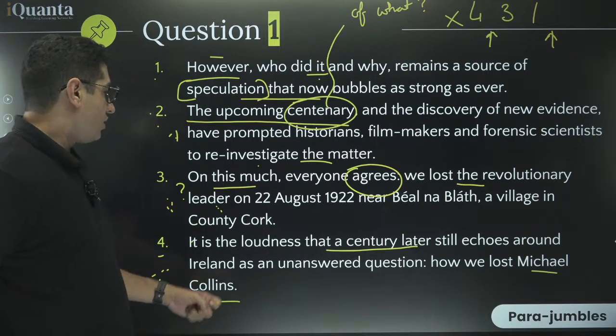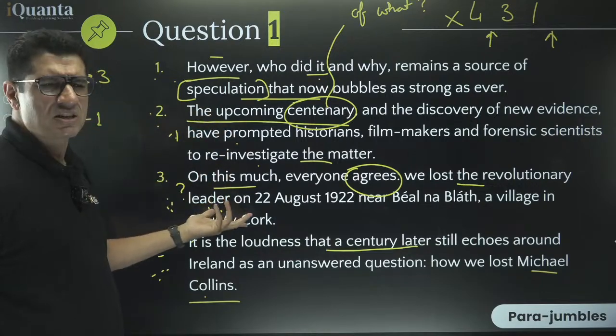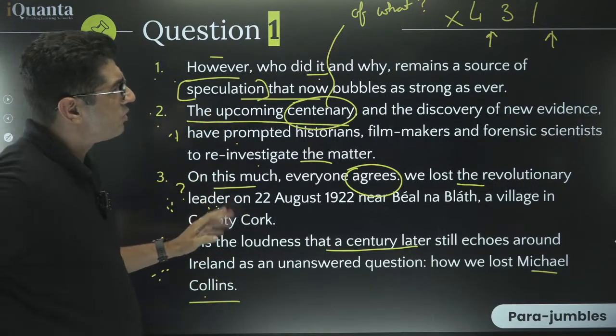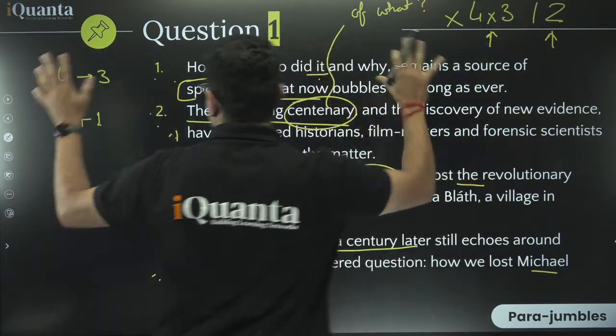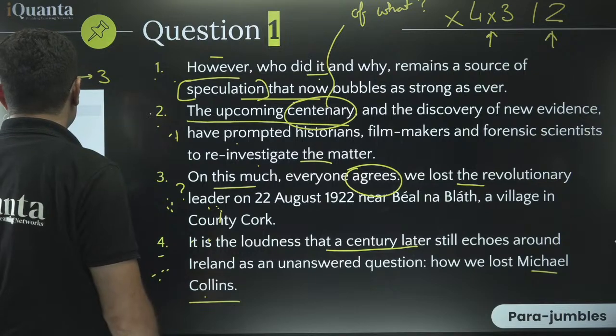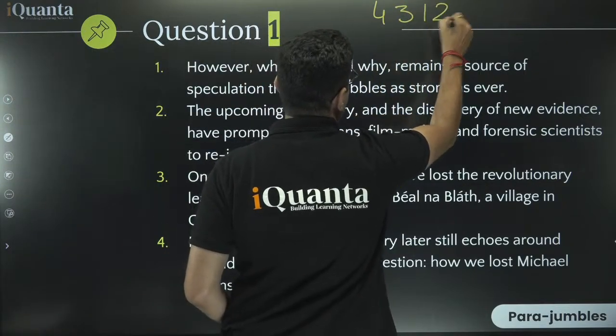We don't know how we lost it. This is what we know, but there are speculations, and then investigate the matter. So you do need after 4 and 3. So let's put 2 here instead of putting it here. So if I combine all of this, we are going to get 4, 3, 1 and 2.